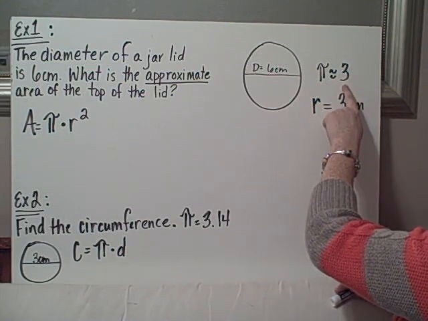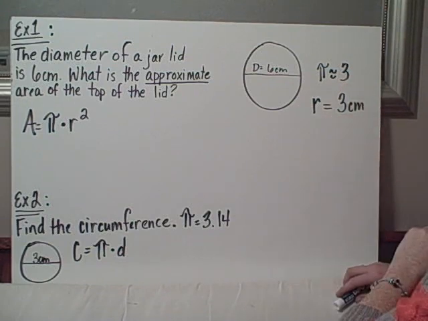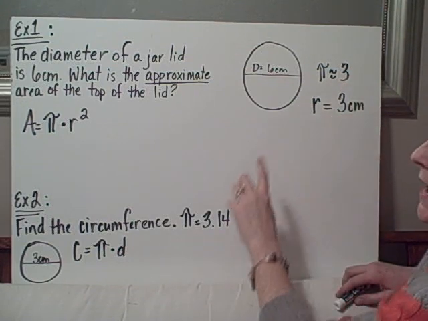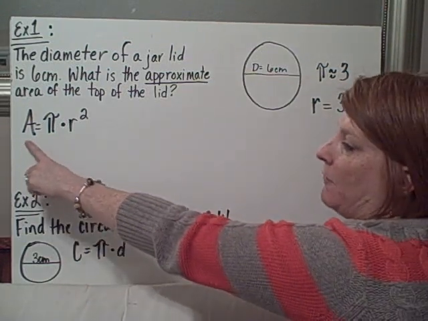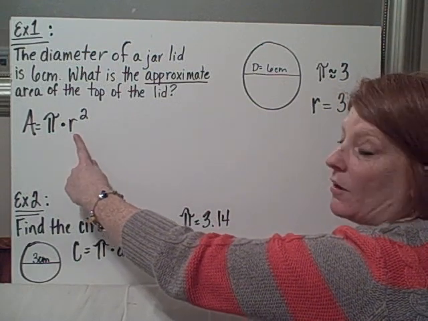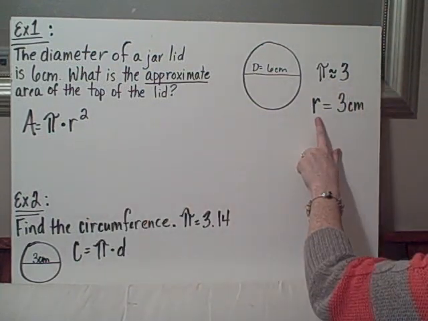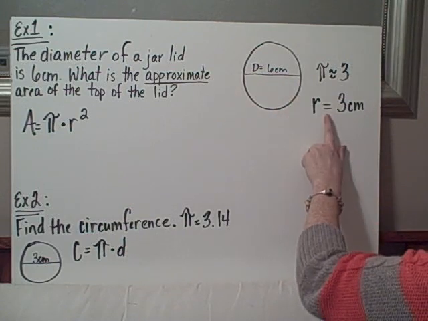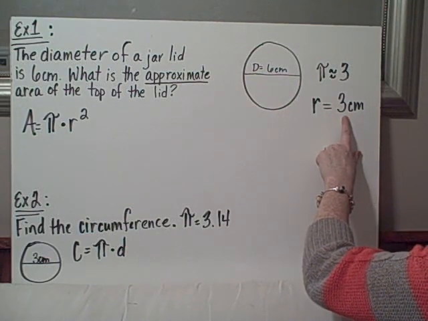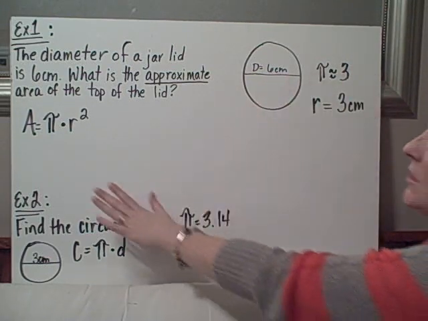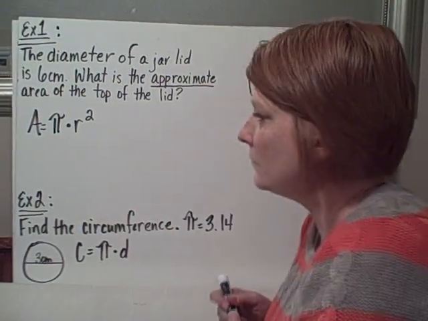So I'm just going to say it's approximately equal to 3 if I round to the nearest whole number. Okay, now I know that the area formula requires me to use r, the radius. So I have taken the diameter and I have divided it in half to find the radius. Now I have all the information I need to complete my problem.